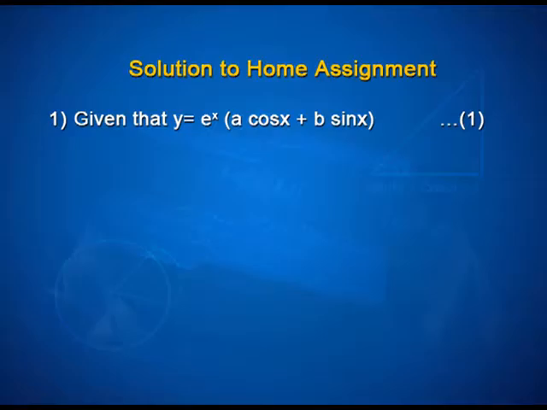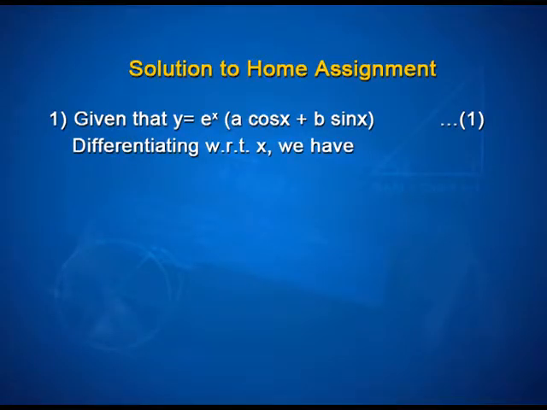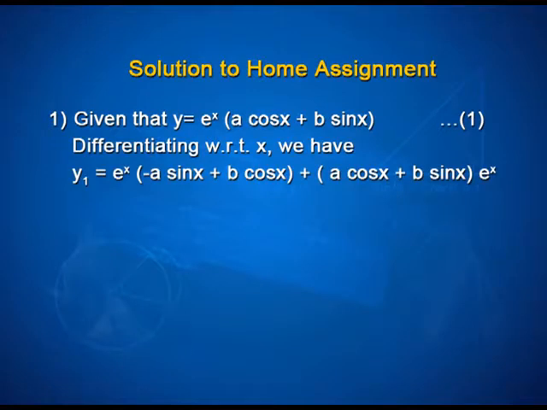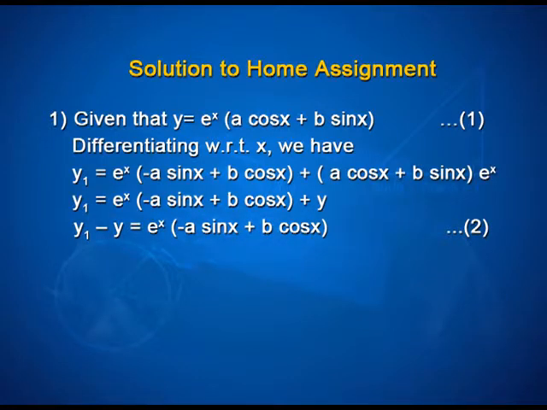Question number 1, given that y is equal to e to the power x into (a cos x plus b sin x). Take this as equation number 1. Differentiating with respect to x, we have y1 is equal to e to the power x into (minus a sin x plus b cos x) plus (a cos x plus b sin x) into e to the power x. This implies y1 is equal to e to the power x into (minus a sin x plus b cos x) plus y. This implies y1 minus y is equal to e to the power x into (minus a sin x plus b cos x). Take this as equation number 2.